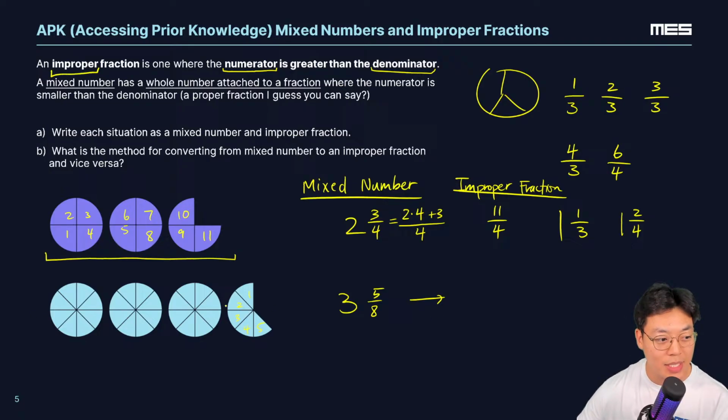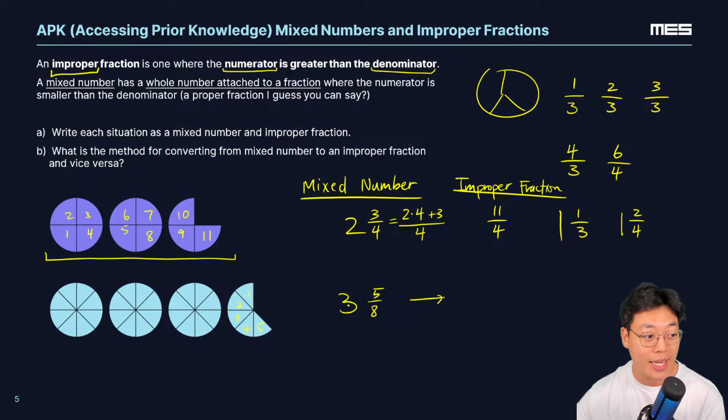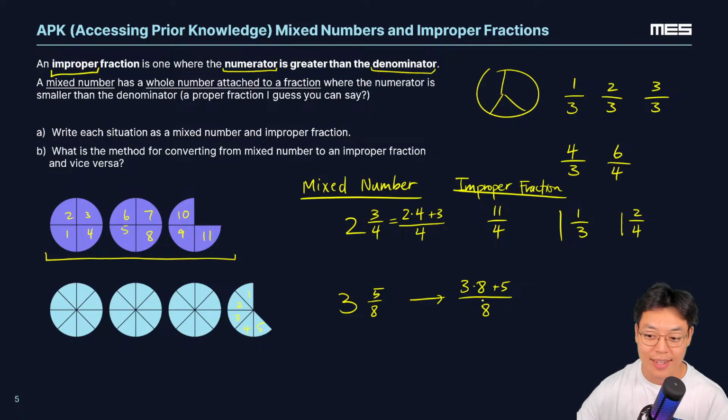Without having to count these all up, I can multiply the 3 and the 8, add the 5, and all this will be over 8. And what would that be? In the chat, an improper fraction that's equivalent to the mixed number 3 and 5/8.